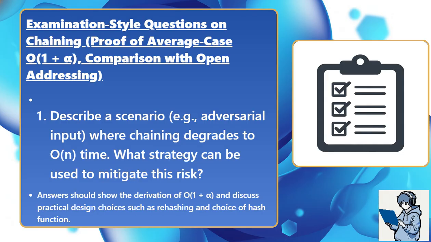Answers should show the derivation of O of 1 plus alpha and discuss practical design choices, such as rehashing and choice of hash function.